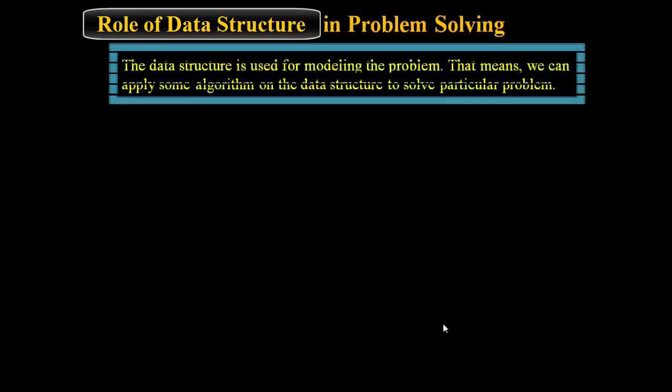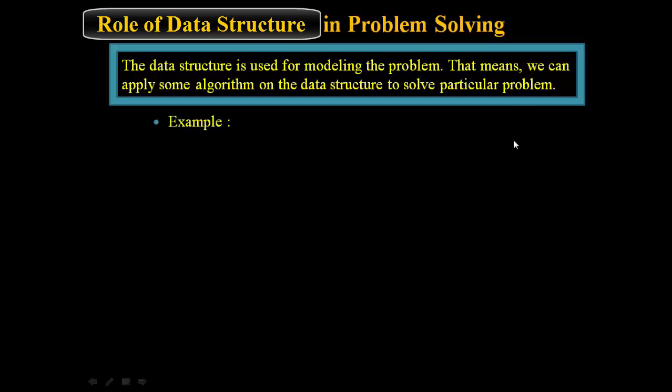Now the next question, which is very important to understand, is what is the role of data structure in problem solving. Normally data structure is useful to solve various problems, but what is its role? Simply, we can say that the data structure is used for modeling the problem. That means we can apply some algorithm on a data structure to solve the particular problem. So in any problem we have some data structure, or we have to build one. On that data structure we apply the algorithm to find the solution of the problem.